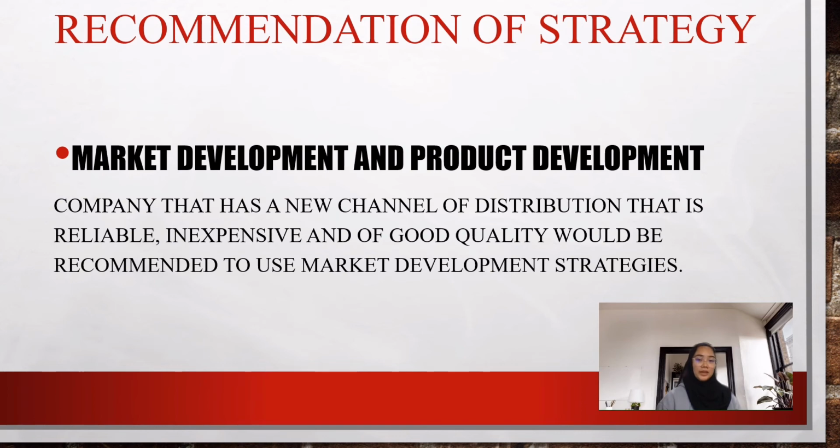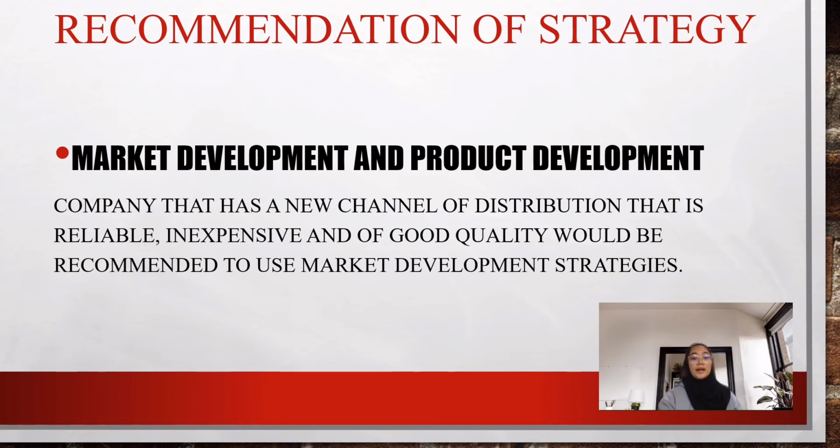Referring to the analysis of the QSPM matrix from the slide before, it is proven that the most suitable and attractive strategy for Samsung Electronics is market development, since it has the highest total attractiveness score at 6.42. Samsung Electronics' financial position and market condition are considered moderate to high. For this reason, it would be best for Samsung to choose market development and product development, which could overcome the issue.